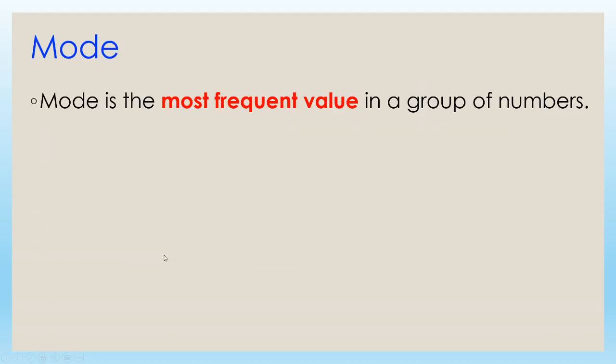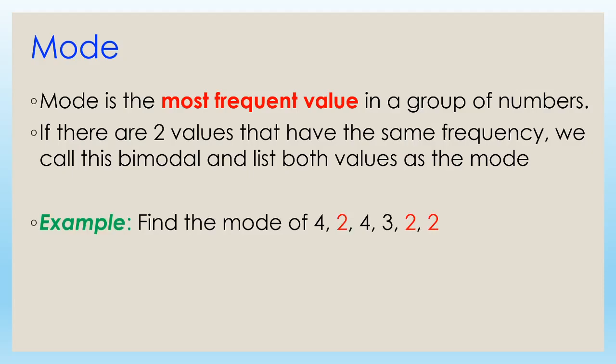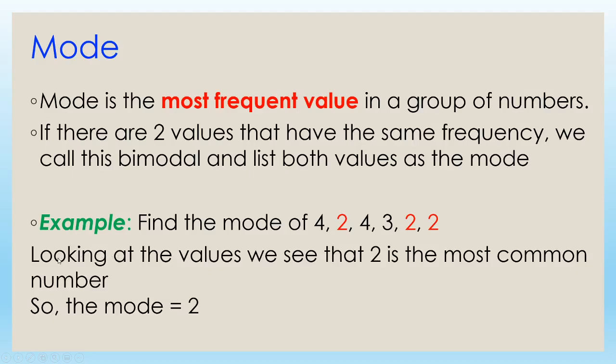Mode is the most frequent value in a group of numbers. Now, if there are 2 values, we actually call this bimodal, and we list both values as the mode. So for an example of a mode, we have the numbers 4, 2, 4, 3, 2, 2, and the number 2 here is listed 3 times. That's why I've highlighted it. So we look at that and we know that it's the most common, so the mode is equal to 2.